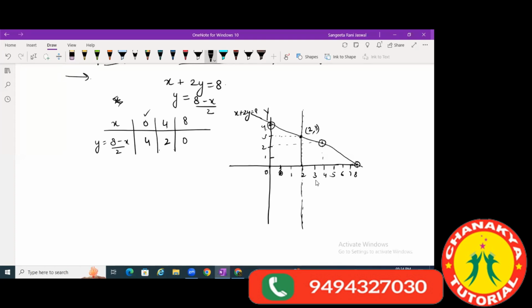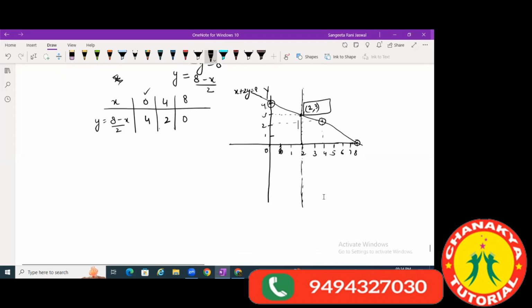Okay, children? Have you understood? So this is your answer, the coordinates of that point. Hello, have you all understood this? Yes, ma'am, we have. Yes, so please, everyone must say.